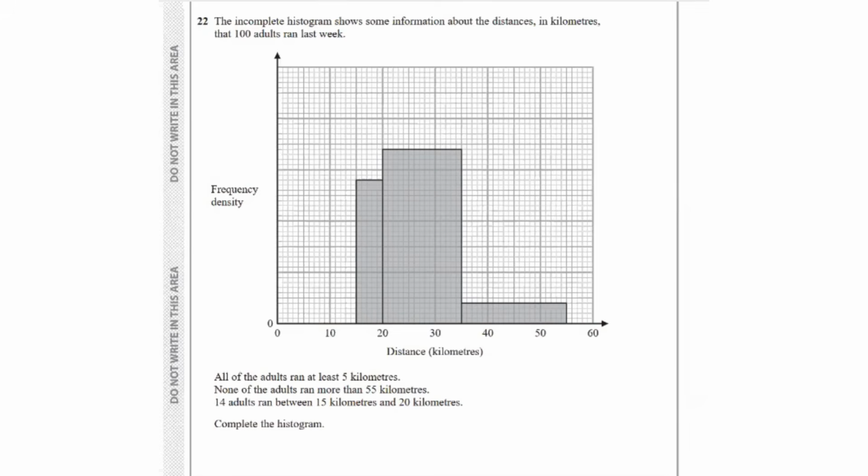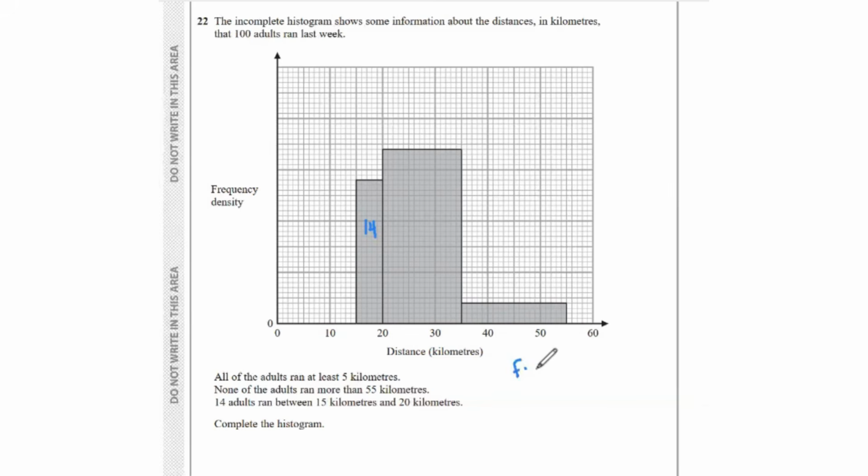So all of the adults ran at least 5 kilometers. That means the histogram is going to begin from 5. None of the adults ran more than 55, so that's already marked. And 14 ran between 15 and 20. So over here, there are 14. So using this value, we can find the frequency density value over here, and then use that to create a scale for the y-axis and figure out the frequency density values for the other bars.